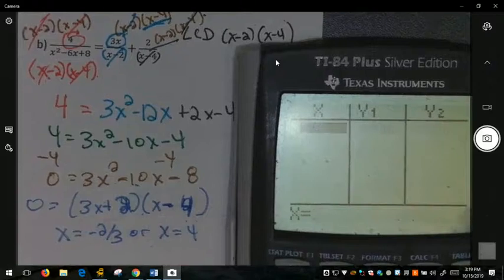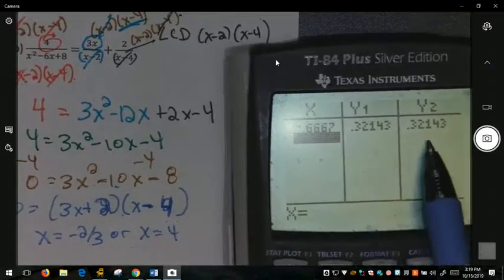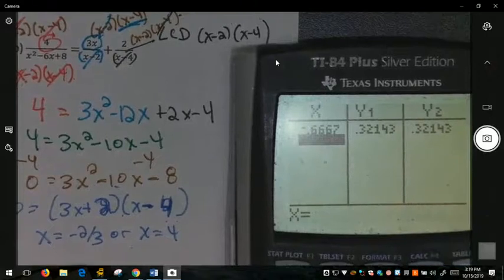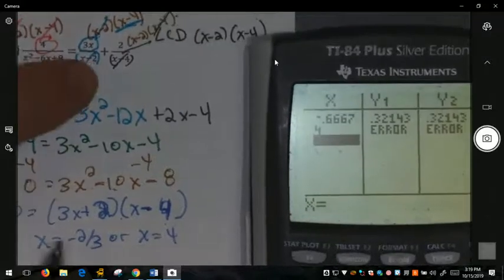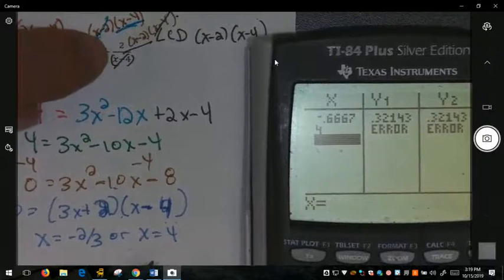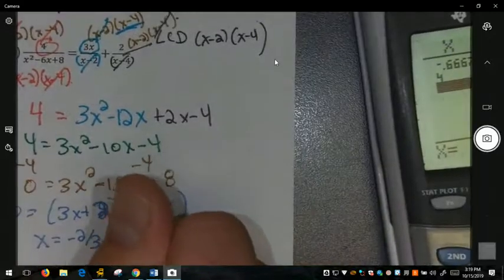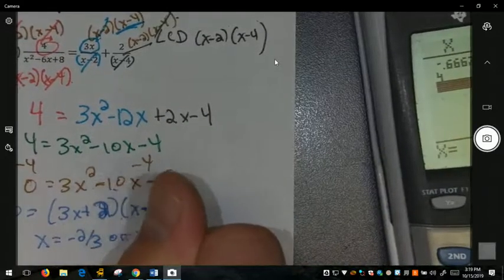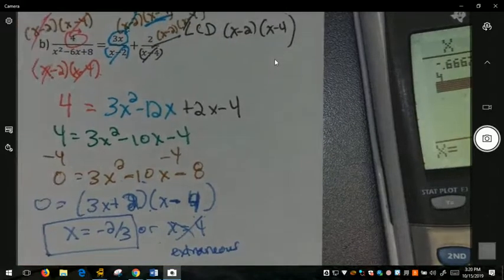When I go to my table and plug in negative 2/3, I get the exact same decimal value on both sides. So I know that that's a solution. When I plug in 4 though, it's giving me an error. The reason why is that for this fraction right here, it's an undefined value. So the domain of this is that x cannot equal 4. So x equals 4 is extraneous. X equals negative 2/3 is the solution to the rational equation.